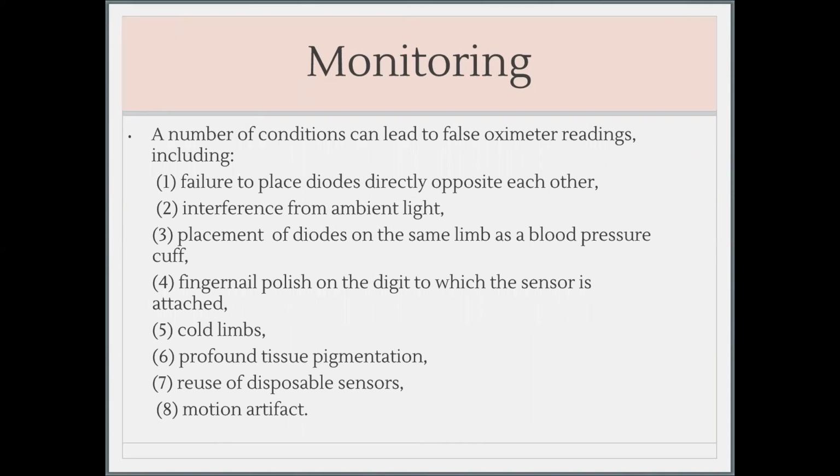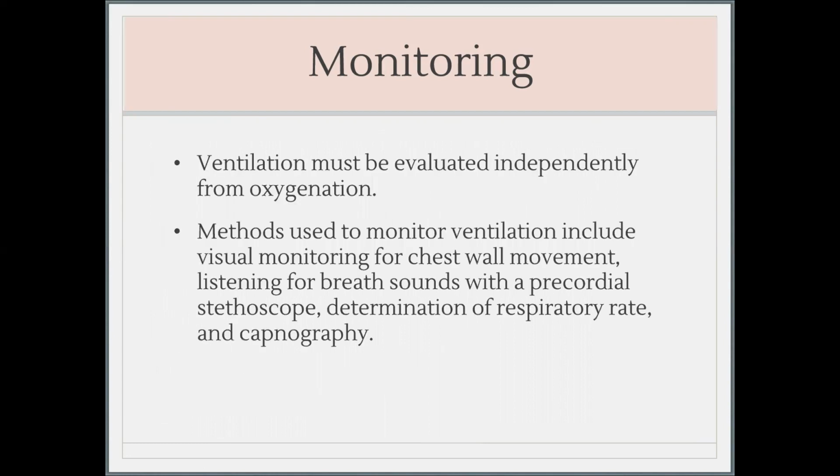A number of conditions can lead to false oximeter readings, including failure to place the diodes directly opposite each other, interference from ambient light, placement of diodes on the same limb as the blood pressure cuff, fingernail polish on the digit, cold limbs, profound tissue pigmentation, reuse of disposable sensors, and motion artifacts.